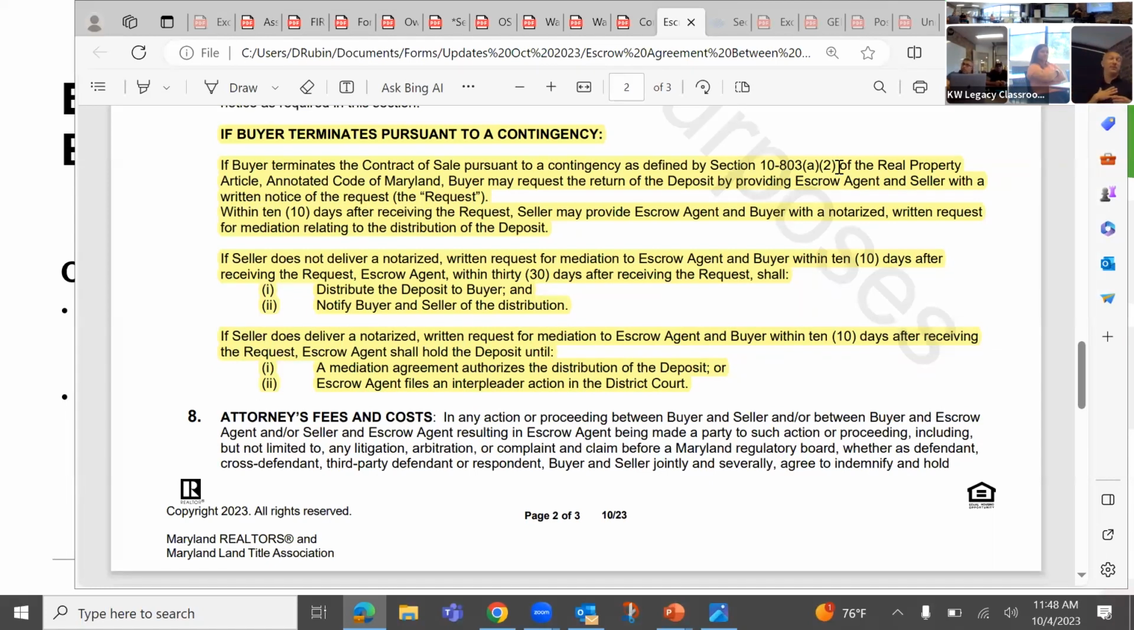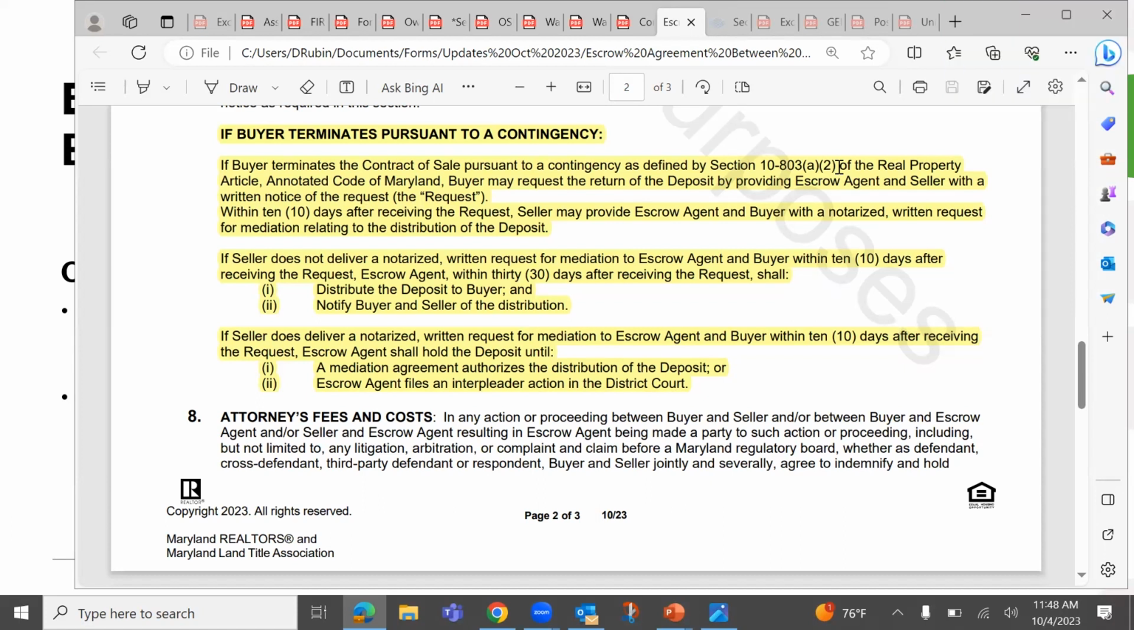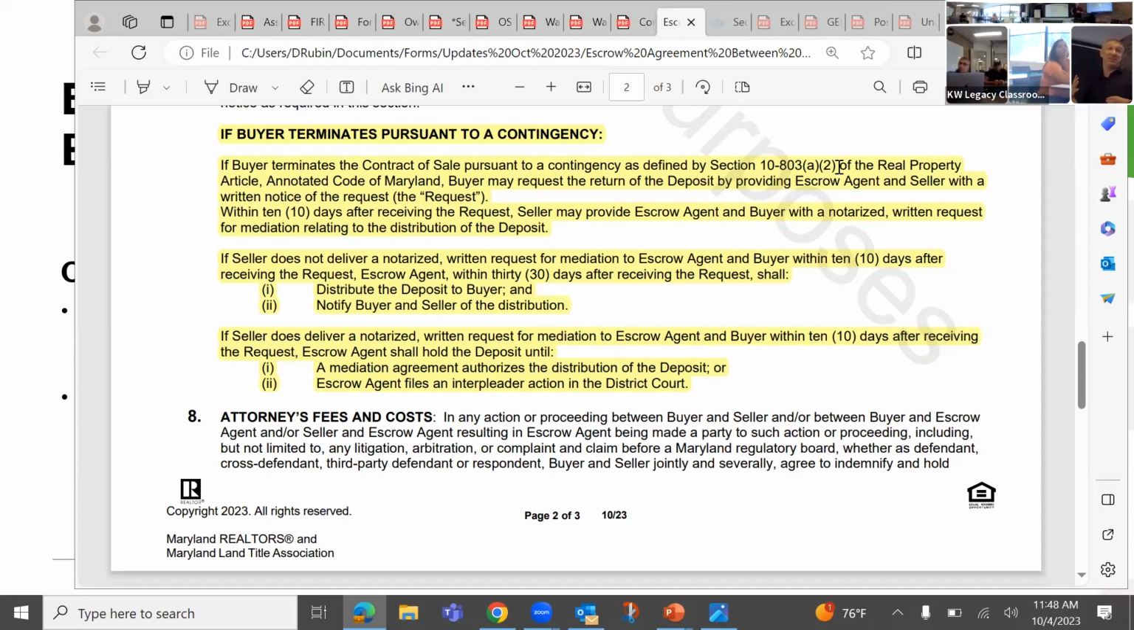Because as escrow agent, if I get a letter from the seller on the 11th day, I don't care. The 10-day deadline passed, I have to give it to the buyer. Okay, these deadlines are important. But if I do get that protest from the seller that's notarized, we can't touch it, right? This is now a matter for mediation. Come to some mutual consent, get a mediation order, go to court. I can't distribute it.